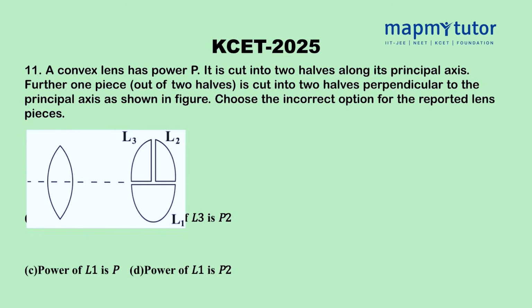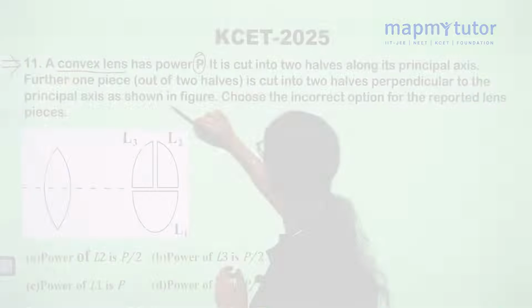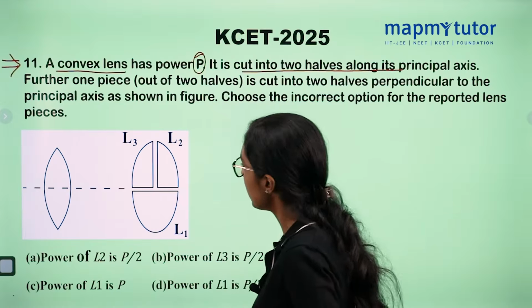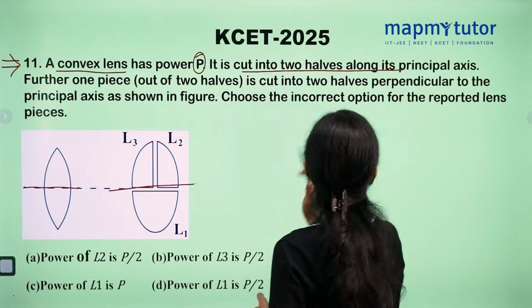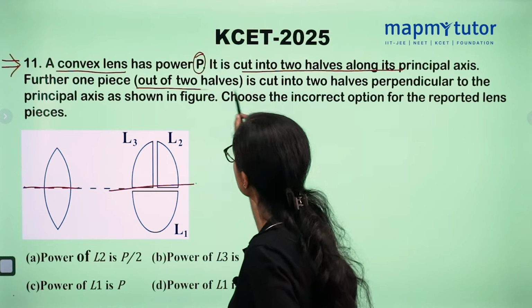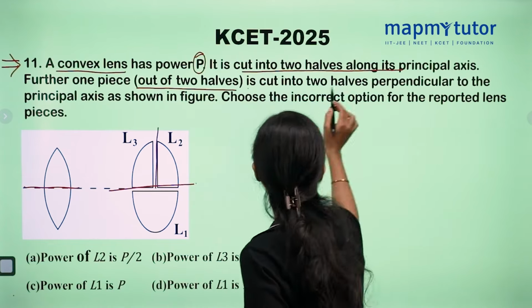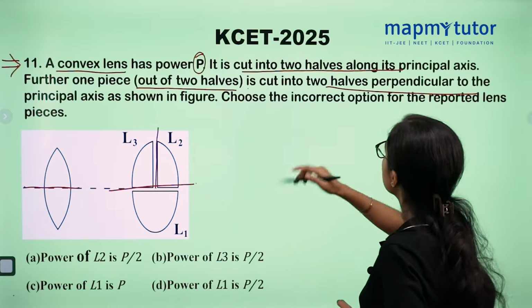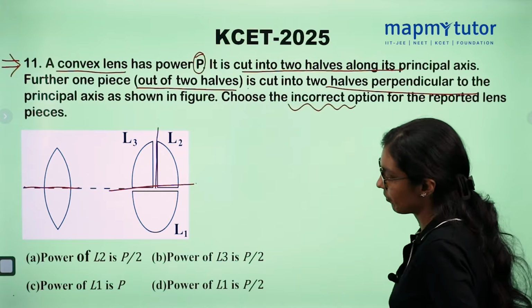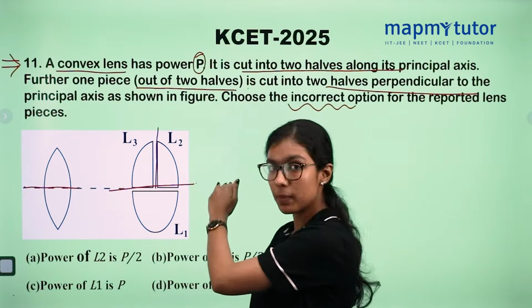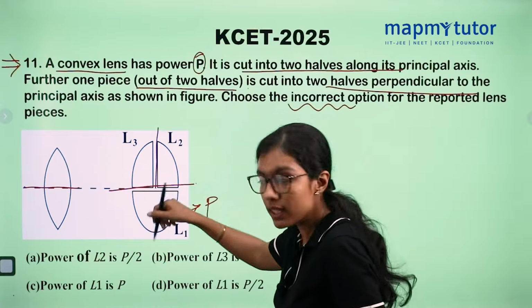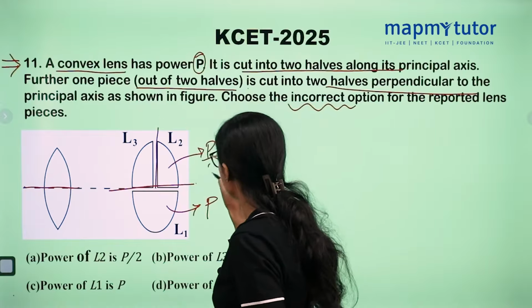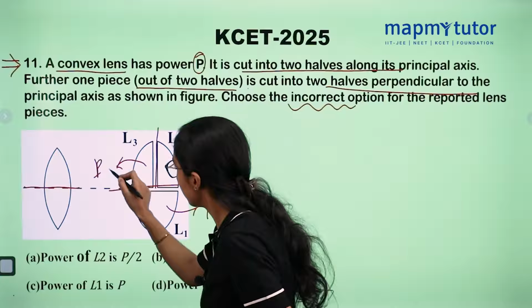Here is the next question, that's the 11th question, which tells a convex lens has power P. It is cut into two halves along the principal axis. So this is the principal axis. They have cut across it. Now, one more piece is cut in half, perpendicular to the principal axis. They are asking you which is the incorrect option. Now, when you cut along the principal axis, the power remains the same. When you cut perpendicular to it, power becomes half. We all know this, right?